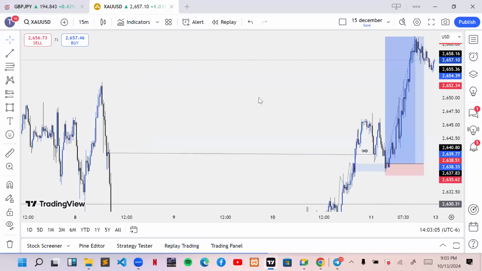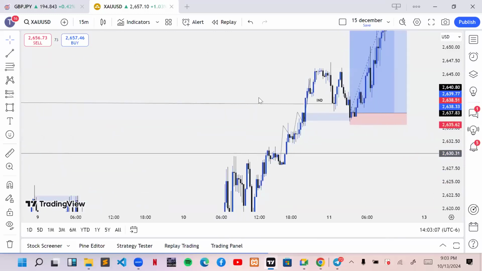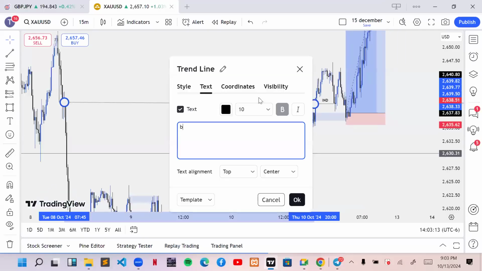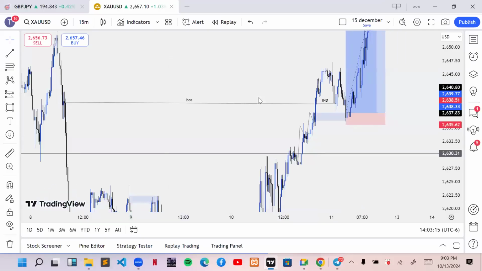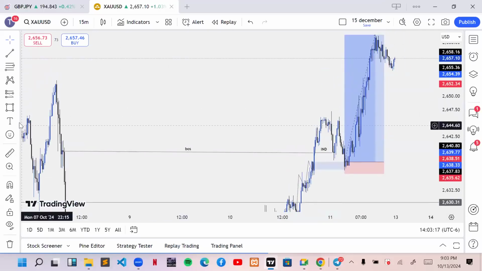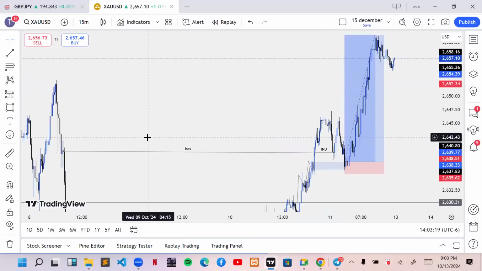So this was a resistance level. The market was making a series of higher highs and higher lows, and it broke out from the resistance. So this is a break of structure. This is the structure part of the strategy. So the break of structure is now the market structure part of the strategy. So I'll mark that as market structure.